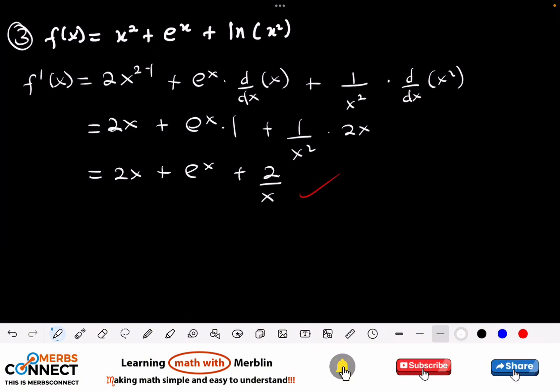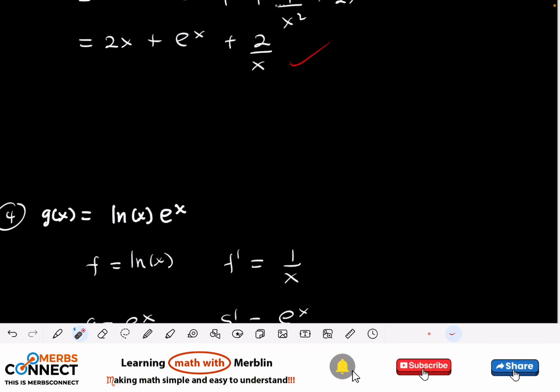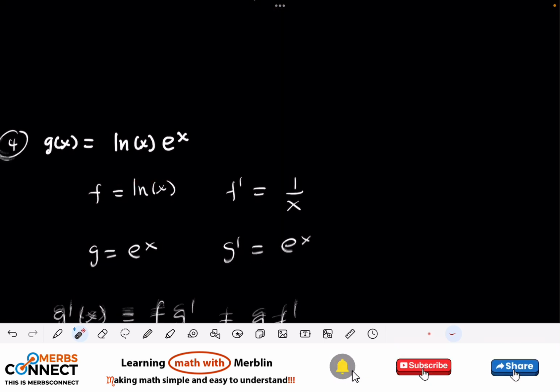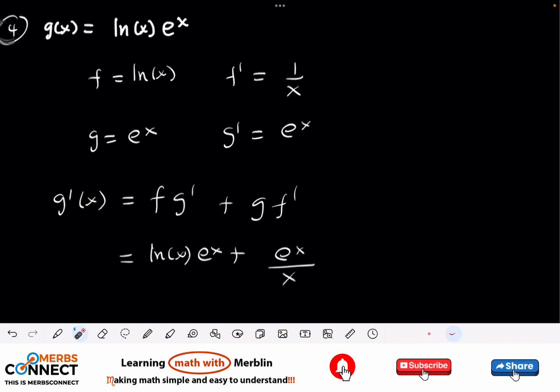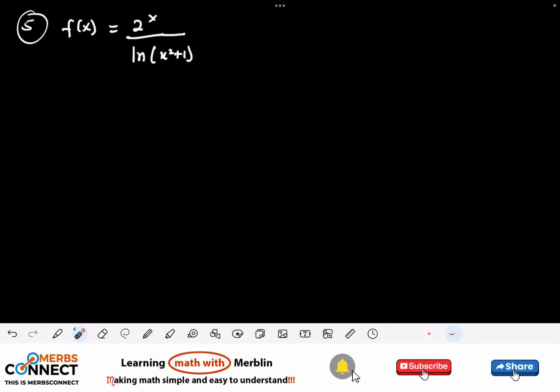Here we were just using the sum rule, right? So we differentiate individual functions. This is the product rule, so we need to go by the product rule. This one too, you can do it straight if you know how to do it, right? Good. Now let's look at 5. Which rule are we going to use? Okay, we are going to use the quotient rule, right?